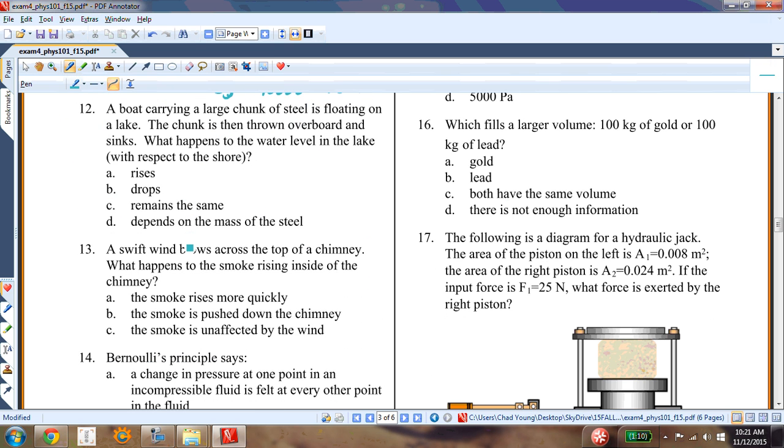A boat carrying a large chunk of steel is floating on a lake. The chunk is thrown overboard and sinks. What happens to the water level in the lake? The water level will drop. We had a similar question to this, or actually I think it was the same question.